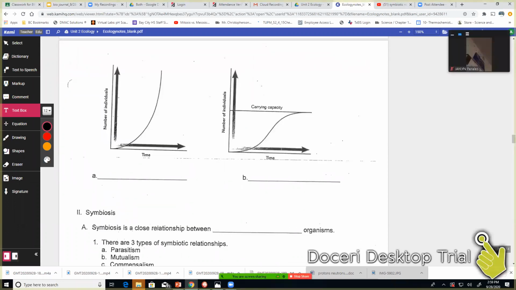If we look at that first one, you can see here's the number of individuals. It takes off and it goes very quickly over a short period of time. That's going to be your exponential growth. And this is rapid growth.